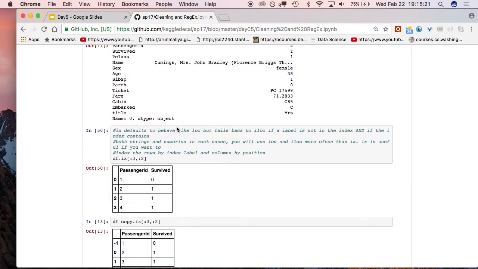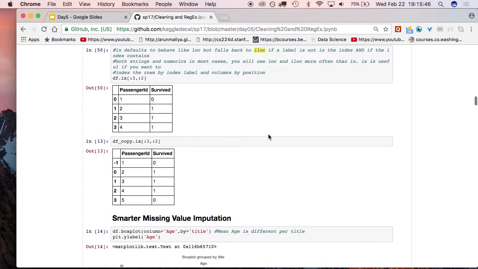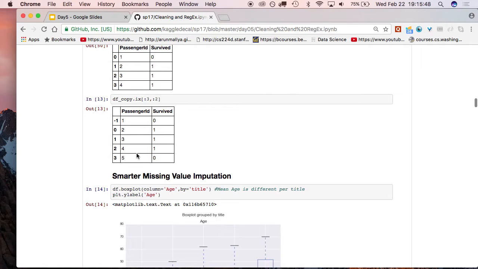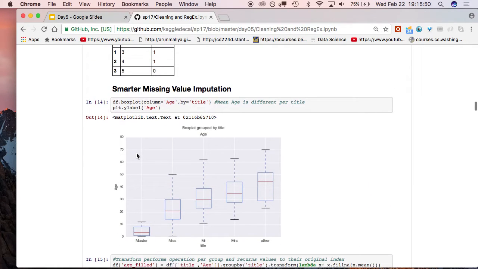iloc, and then ix is kind of just like a merge between the two. So if you did mess with your indices and you tried to df.loc it, but it couldn't find the value, this is when you use df.ix, it'll then try and use df.iloc to see if there's a row at that position that matches the value you gave it. So that's what it means by it falls back to iloc if the index isn't present.